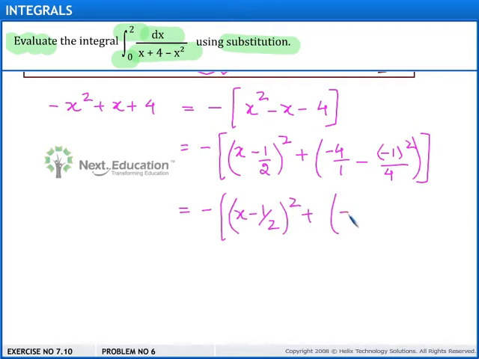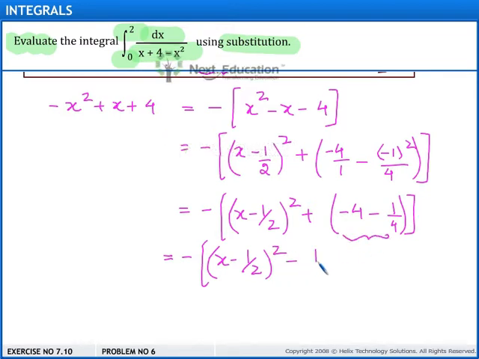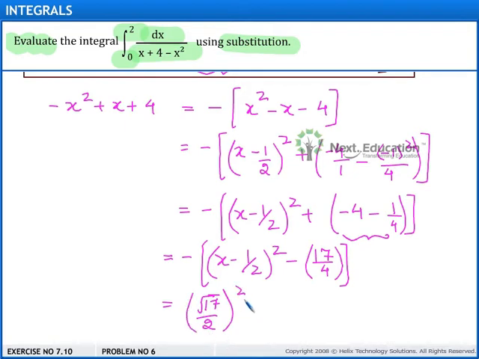plus minus 4 minus 1 upon 4, and this is equal to minus of x minus half square. On solving this, we get minus 17 upon 4, so we have minus of 17 upon 4, and taking this minus sign inside, we have 17 upon 4, which can be written as square root of 17 upon 2 whole square minus x minus half whole square.